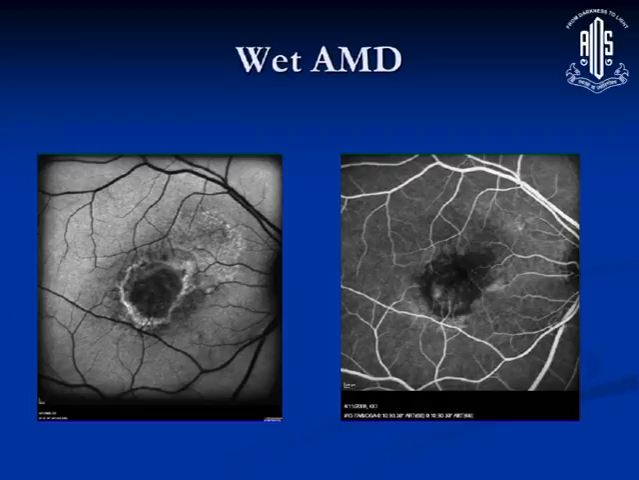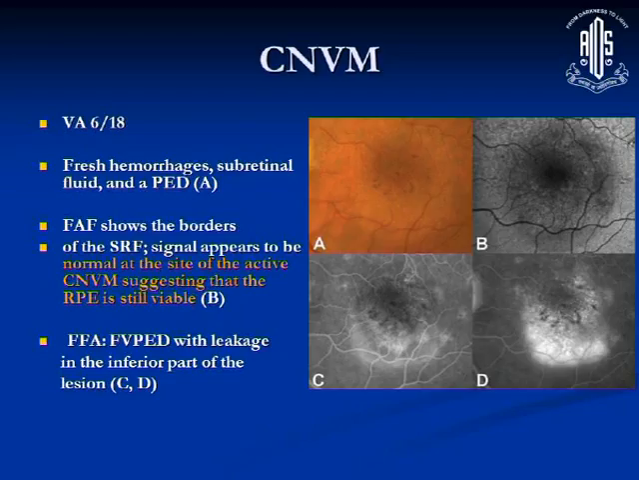This patient, 6/18 vision, has a fresh hemorrhage, subretinal fluid and also a PED. FAF shows the borders of the SRF, and it seems to be normal at the site of the active CNVM, suggesting that RPE is still viable, which would, of course, corroborate with this vision. And angiography shows fibrovascular PED.